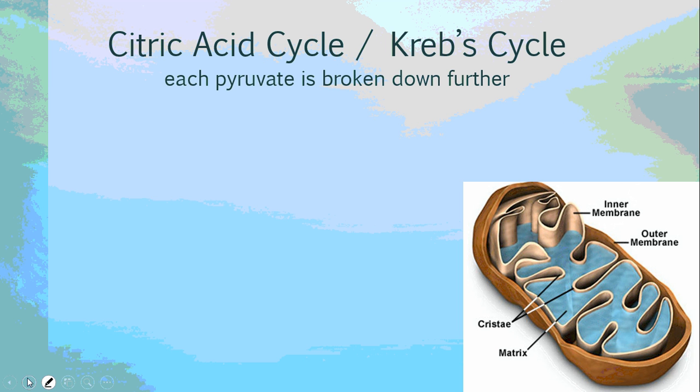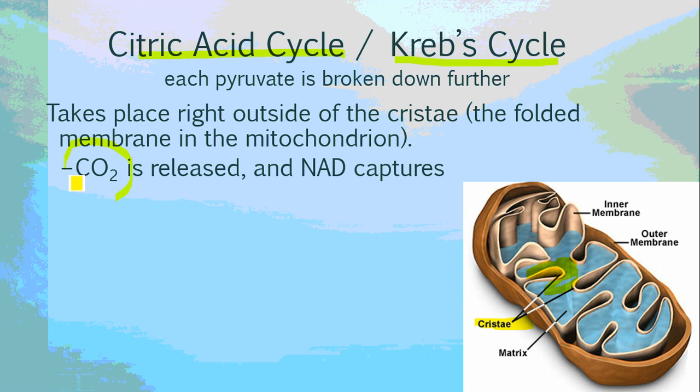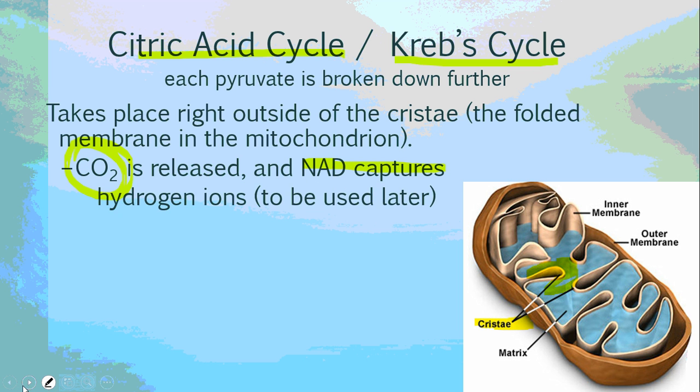The next step is the citric acid cycle, or Krebs cycle. These names are interchangeable. They mean the same process, that's just two words for the same thing. This is where each pyruvate gets broken down further. It takes place in the cristae, which, as you can see in the diagram, are the folds right on the inside of the mitochondria. In this process, this is where the CO2 is released. This also captures more hydrogen ions and takes them on NADH to be used later in the electron transport chain.